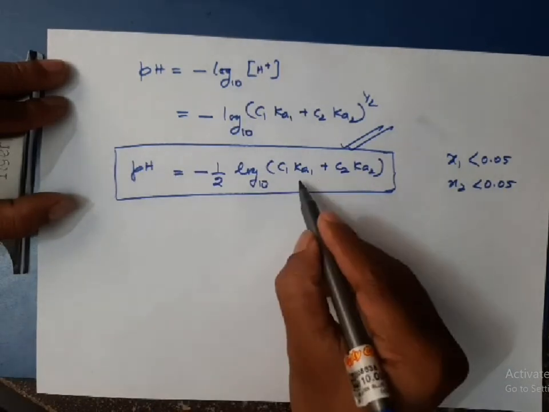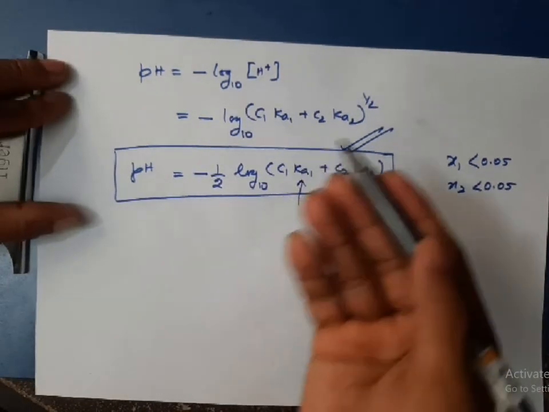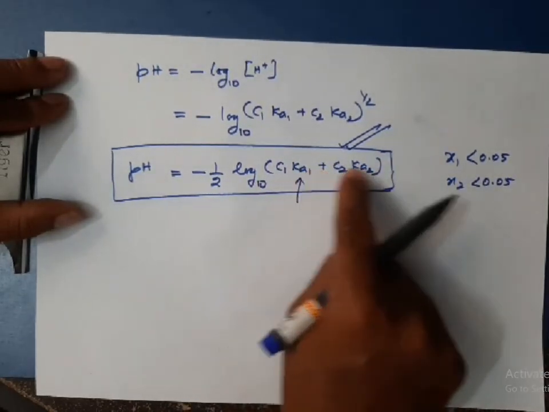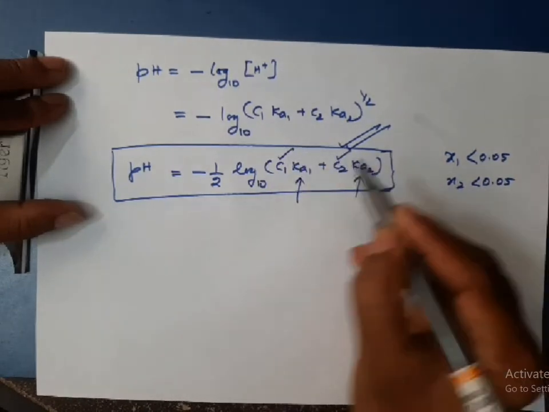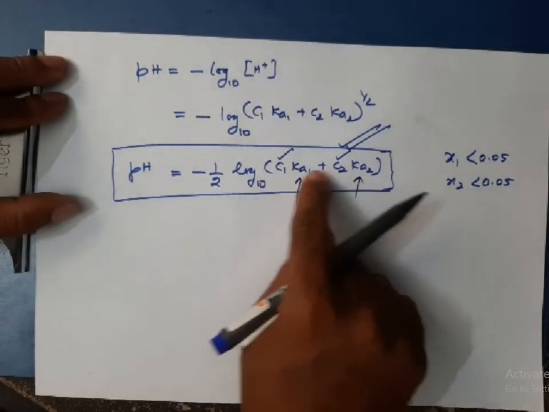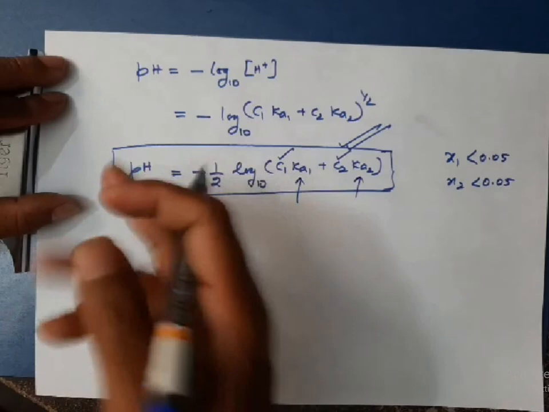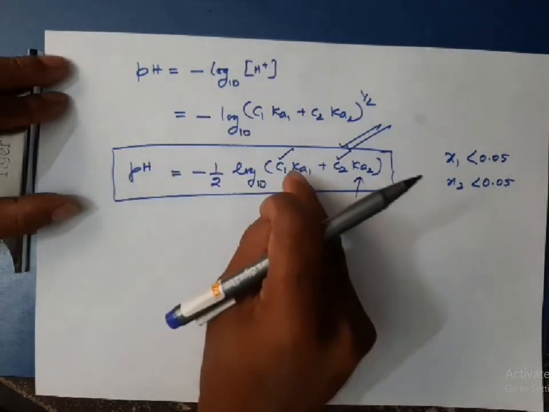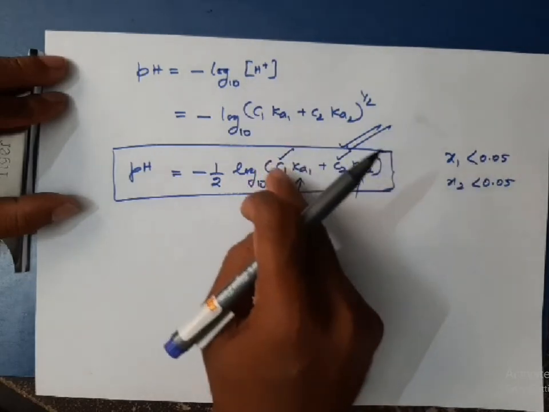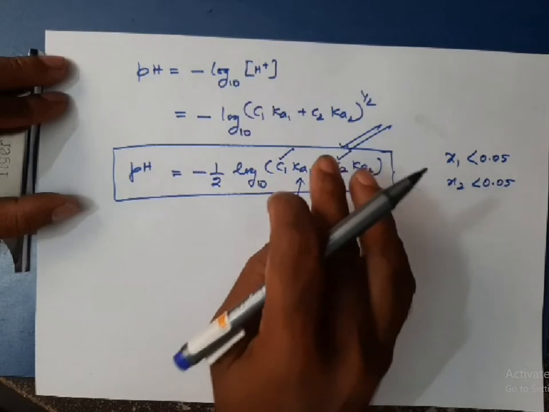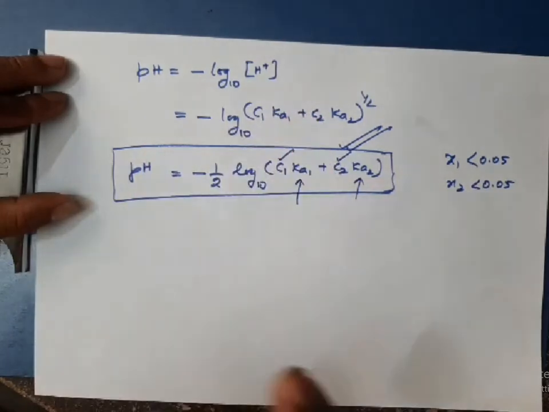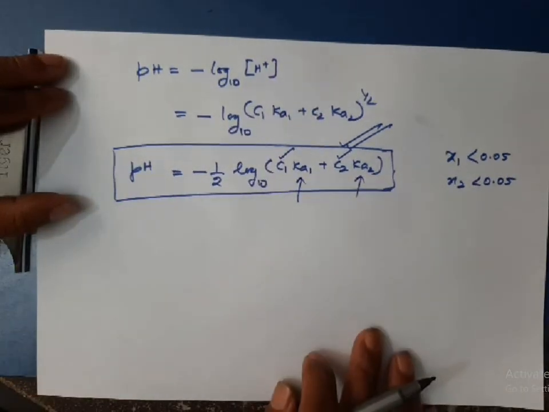Okay, what are the quantities? This quantity Ka1 is a constant, a well known value, and Ka2 is also a well known value at a given temperature. So these values are known already. If you know the concentrations of the two weak acids, you can calculate pH directly. If you vary the concentrations of the two weak acids, then pH will also change. So at a given concentration of weak acid 1 and weak acid 2, and for given values of Ka1 and Ka2 at a particular temperature, you can calculate the pH of a mixture containing two weak acids. Okay, so remember this formula.